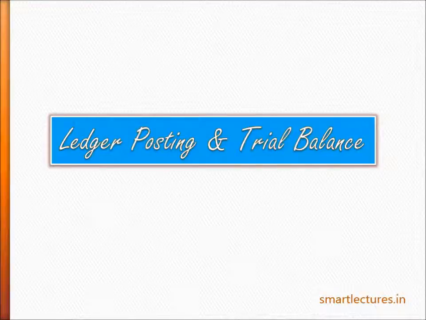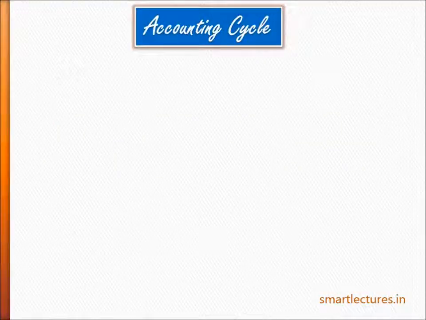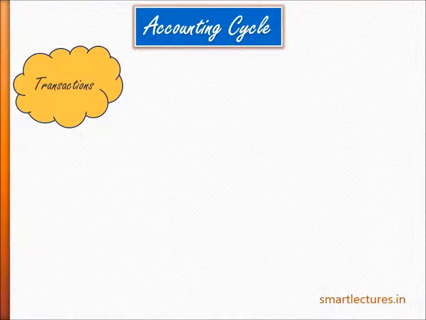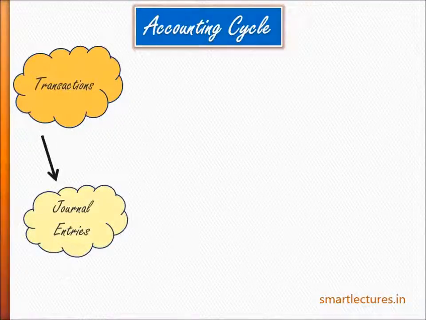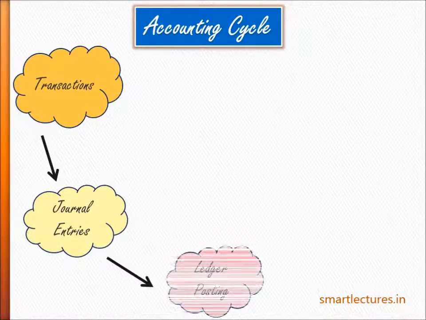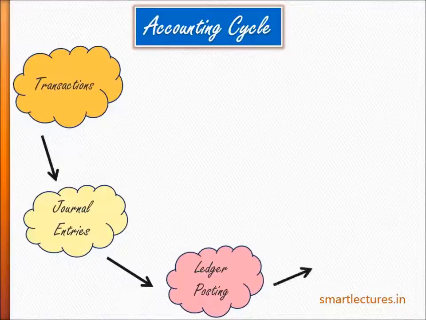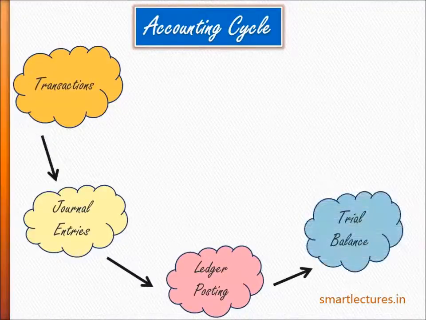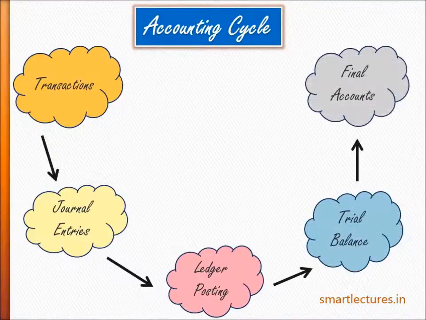At this stage we are learning the accounting cycle on the basis of journal entries. In this accounting cycle, first of all, transactions are converted into journal entries. Then on the basis of journal entries, ledger posting is done, and on the basis of ledger posting, trial balance is prepared, and on the basis of trial balance, final accounts are prepared.